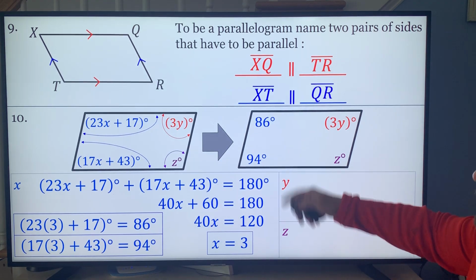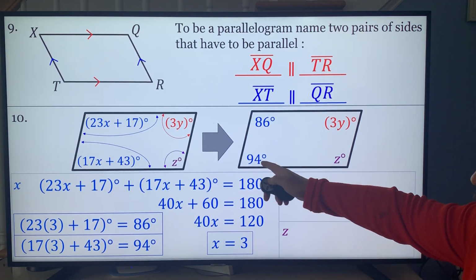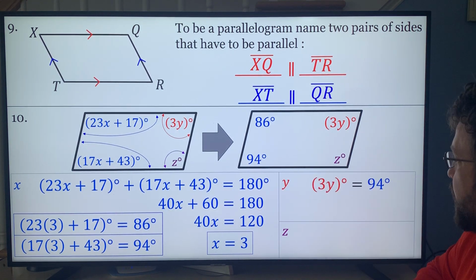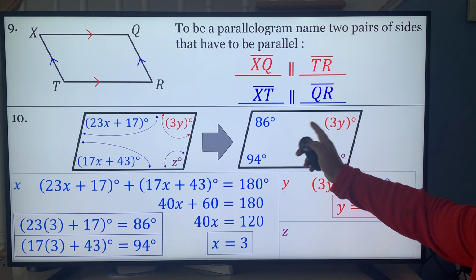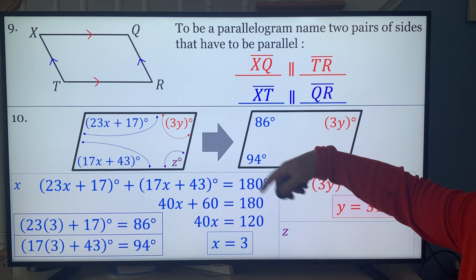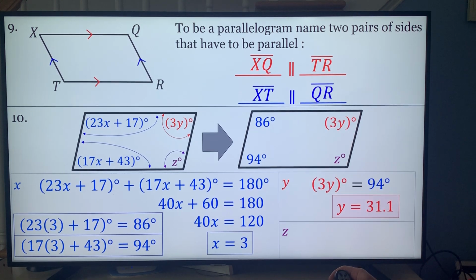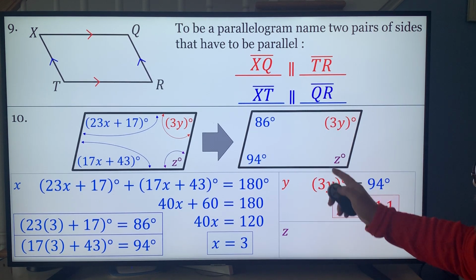So which one of these do you want to use to find y? Hopefully 94. 94 equals 3y. Y equals 31.1. If you use these two, you can also do 3y plus 86 equals 180 and solve it that way, but more steps. And here comes a tough one. Z equals what?